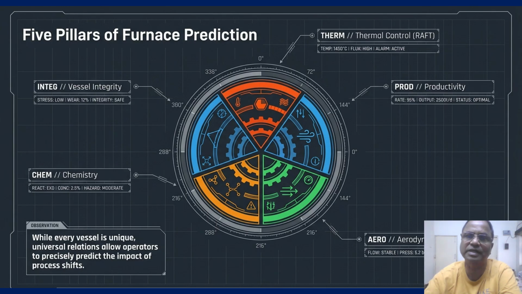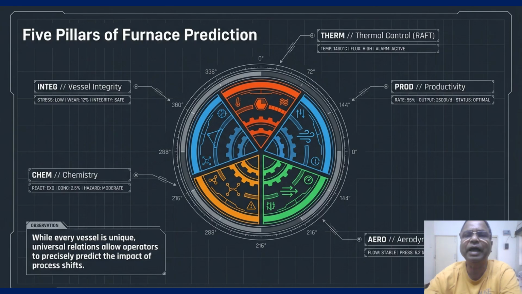So look at this central HUD graphic. It is our operational dashboard. We have categorized the furnace into five pillars, that is thermal control, productivity, aerodynamics, chemistry, and vessel integrity. Notice the circular dial. It shows real-time status indicators like a 95% productivity rate and a 5.2 bar pressure drop.